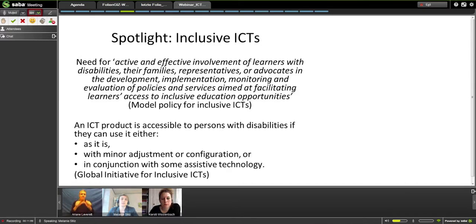So, spotlight inclusive ICTs. There's a need for active and effective involvement of learners with disabilities, their families, representatives or advocates in the development, implementation, monitoring and evaluation of policies and services aimed at facilitating learners' access to inclusive education opportunities. This is UNESCO's model policy for inclusive ICTs. Another definition of this area comes from the Global Initiative for Inclusive ICTs, and they say an ICT project is accessible to persons with disabilities if they can either use it as it is, with minor adjustments or configuration, or in conjunction with some assistive technology. So that's just a definition of what is seen as inclusive ICT.